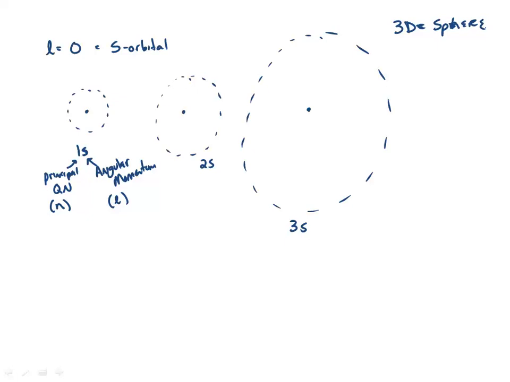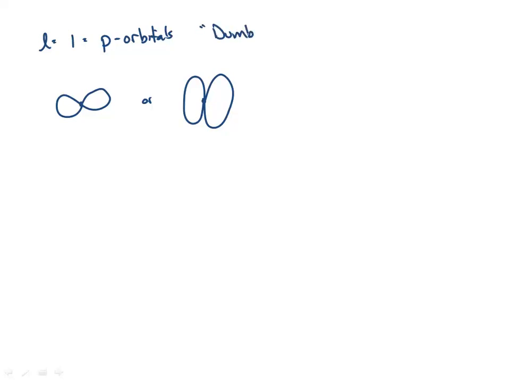So we've got s orbitals. We've got, for L equals 1, those are our p orbitals. This is where it gets a little weird. P orbitals look like dumbbells. And depending upon who draws them, they can look elongated like this, or sometimes they draw them big and fat like that. And so p orbitals are what I just called dumbbells.